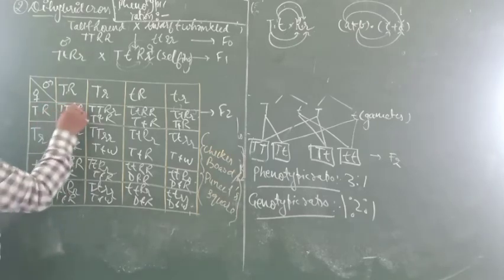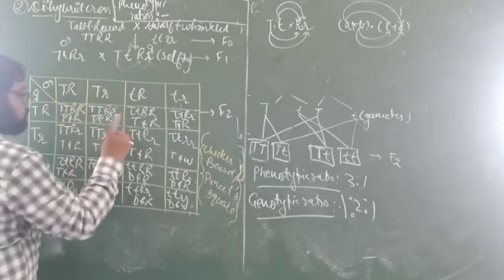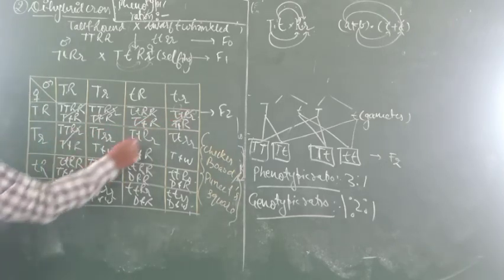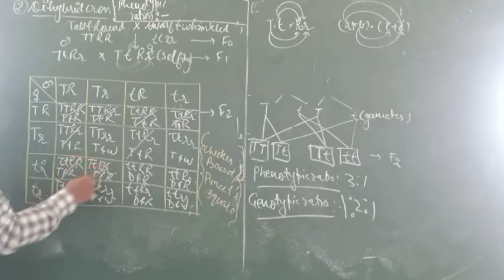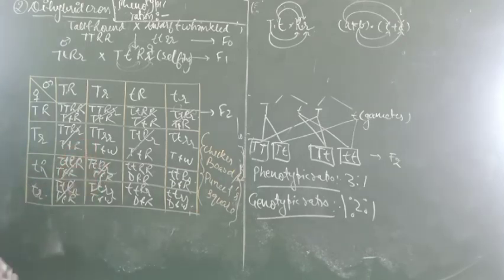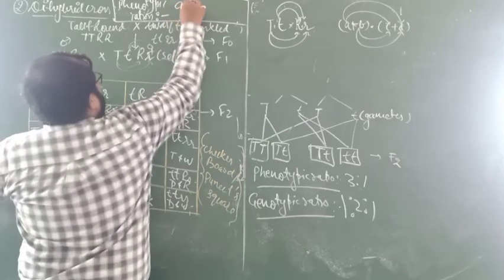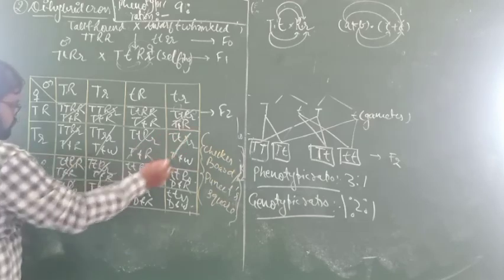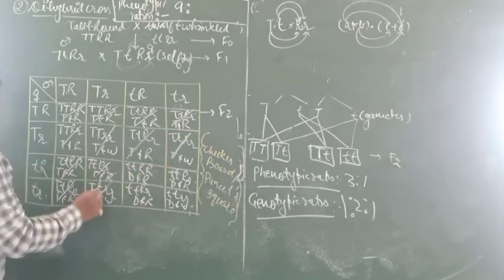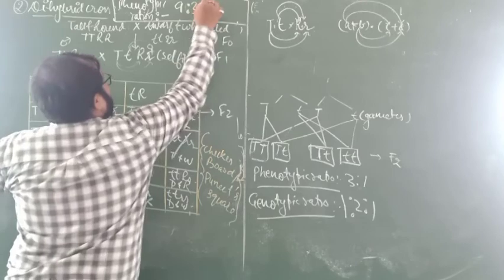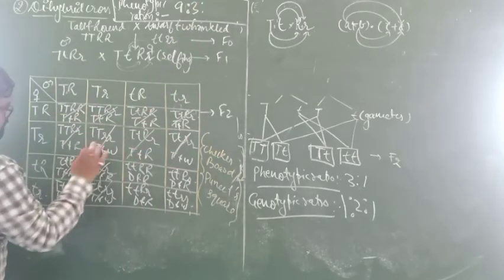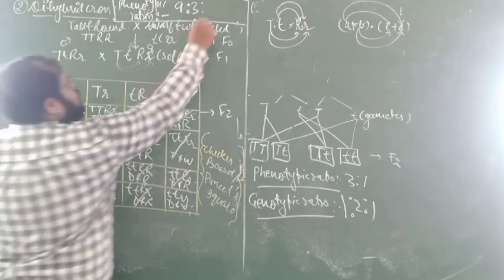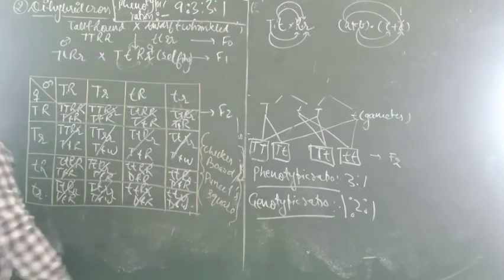Tall and round: just count, 1, 2, 3, 4, 5, 6, 7, 8 and 9. So 9 are tall and round, ratio 9. Tall and wrinkled: 1, 2, 3, ratio 3. Dwarf and round: 1, 2, 3, ratio 3. And 1, because this one is the left over.